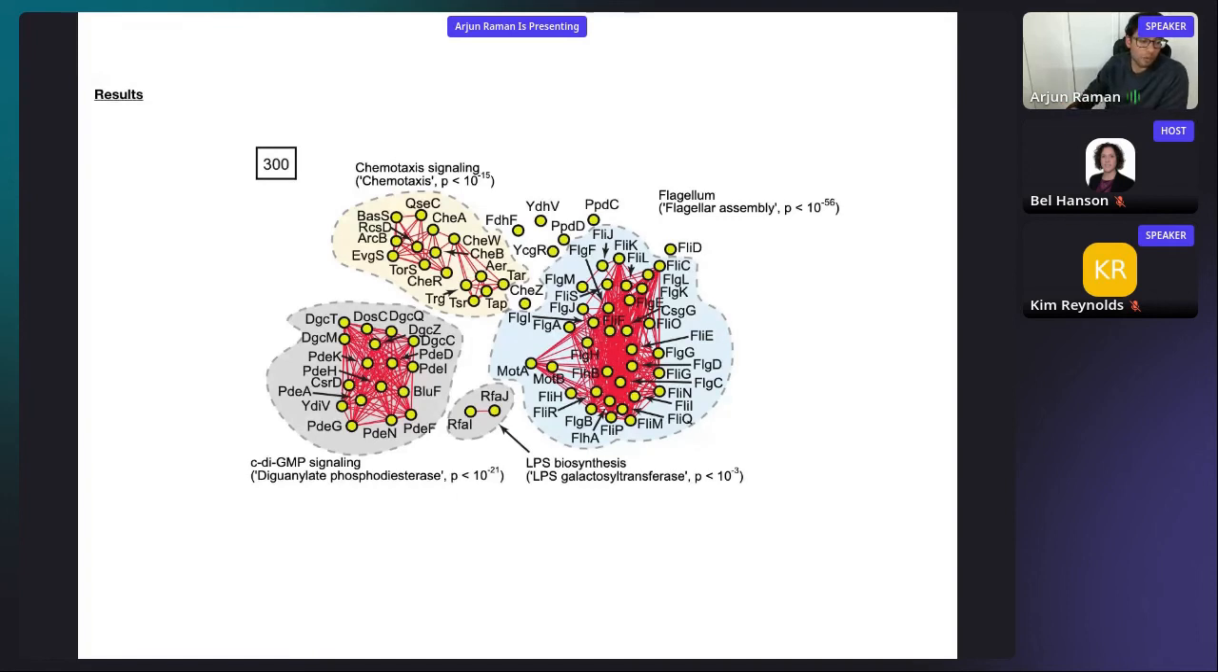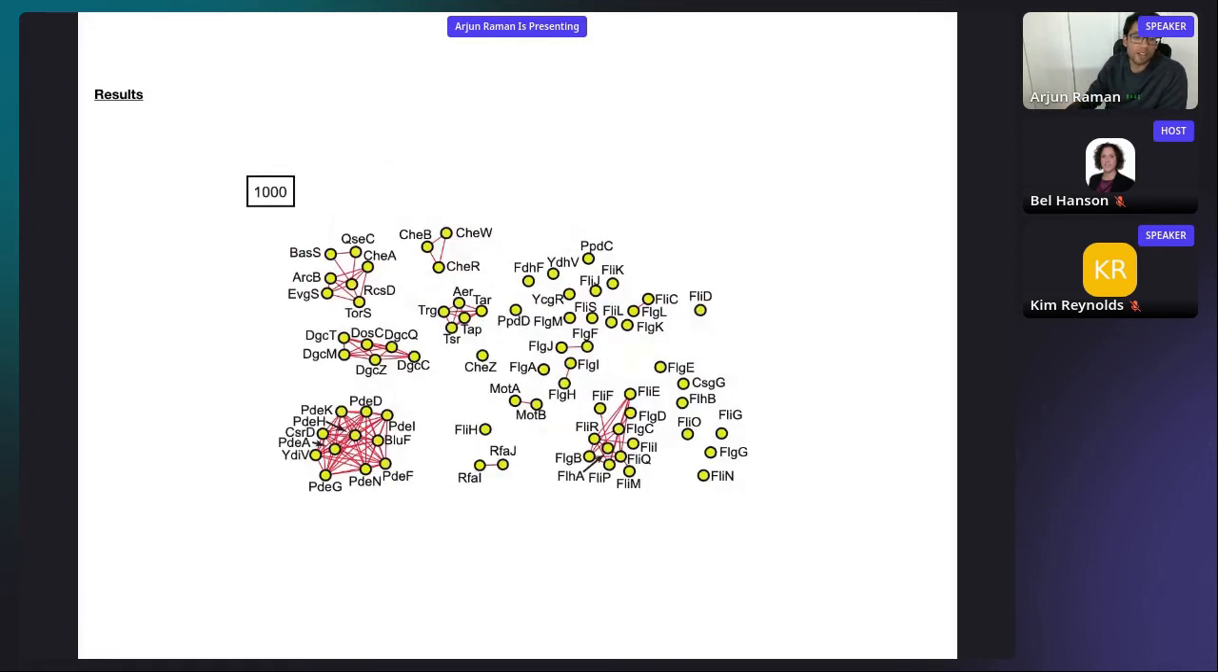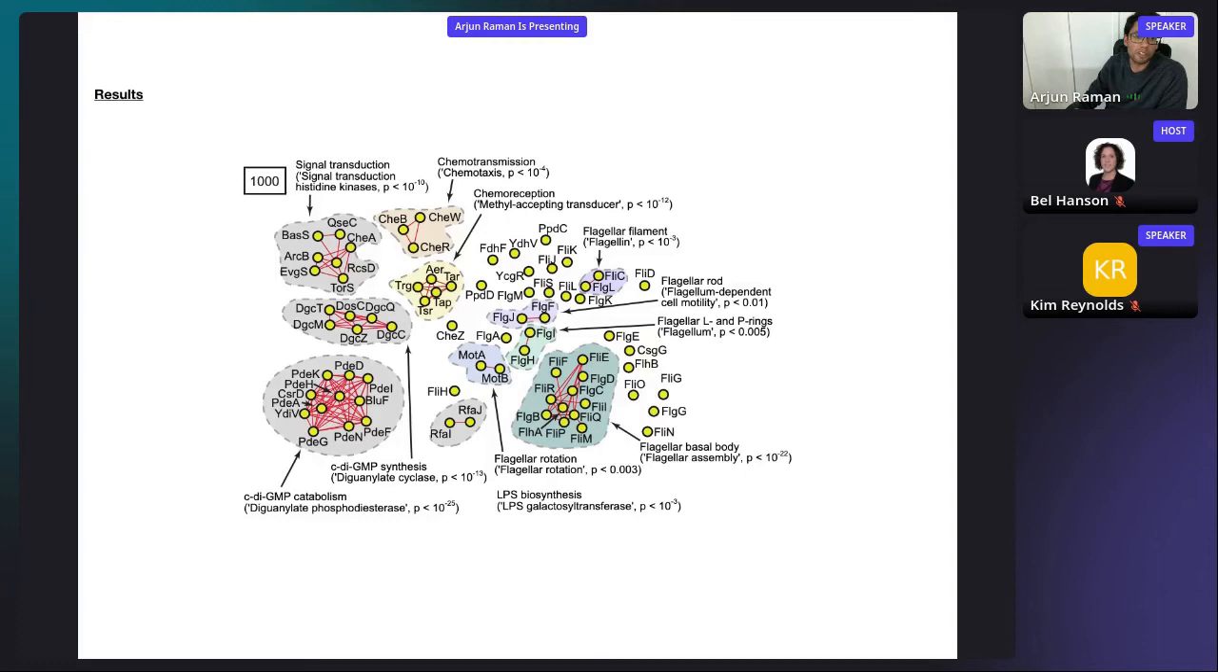If we proceed even deeper, we find that these modules, like chemotaxis signaling, for instance, now split up into chemotransmission, chemoreception, and signal transduction. Cyclic di-GMP signaling now splits up into cyclic di-GMP synthesis and catabolism. And the flagellum now splits up at a spectral depth of 1000 into the parts, the individual interactions of proteins that create the flagellum. What's also worth noting is that all of these ontological terms are statistically significant. The significance is not becoming insignificant; the ontological term is changing.